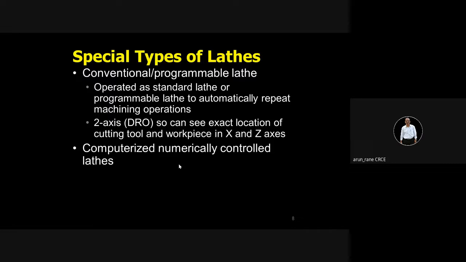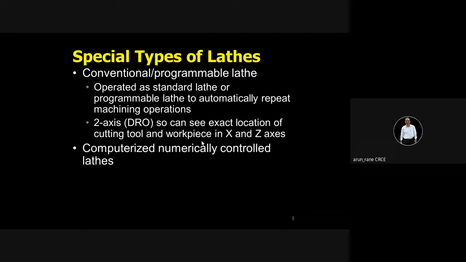Then before CNC evolved, the bridge between conventional and CNC was the DRO type machine. DRO means digital readout. So a DRO machine gives the position of the slides in the X direction and in the Z direction.